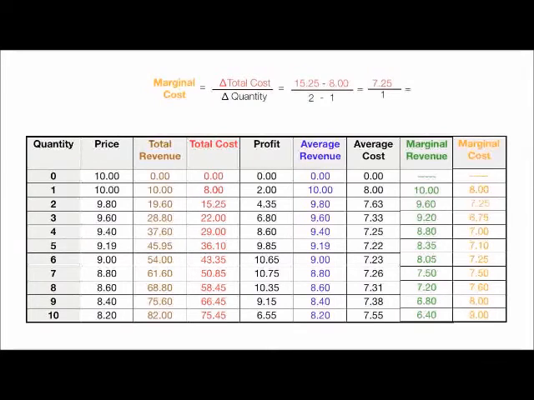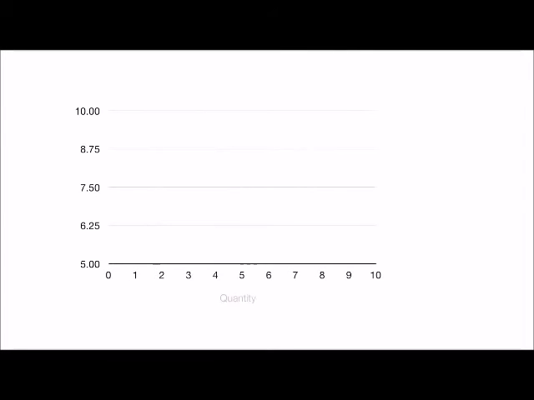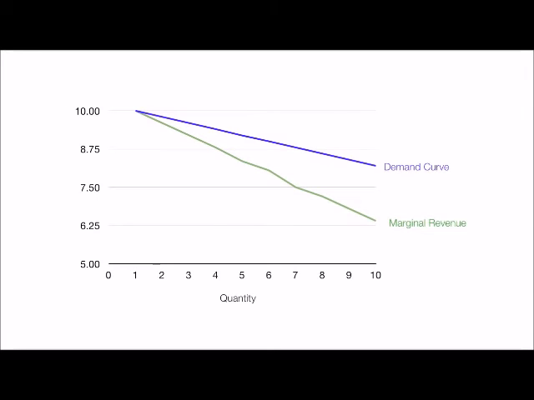And this is what the completed table looks like. It's not hard calculations, just tedious. Now I'm going to graph marginal cost, marginal revenue, and average revenue. And this is the average revenue, or the demand curve. Marginal revenue looks like that. And finally, marginal cost. As planned, marginal cost and marginal revenue intersect at 7.